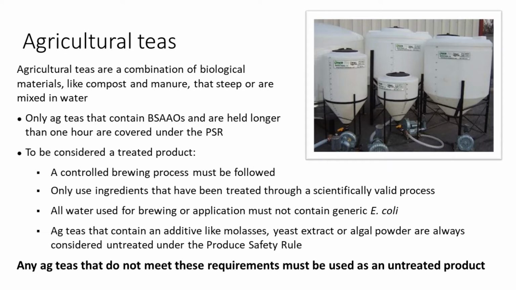The research that they've done, this is the information that they've come out with, and that's the way they're evaluating it now. Who knows, it could change in the future, but that is the way they look at it. So if you add those additives to your ag tea, it's considered untreated, and you should follow those NOP guidelines for applying those products. So again, just to reiterate, if your ag tea does not meet the requirements that I identified, then your product has to be used as an untreated product.